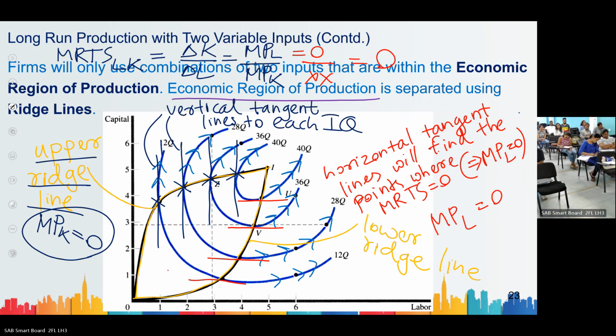Within the economic region of production, both marginal product of labor and marginal product of capital will be positive. Within the economic region of production, both MPL and MPK are positive.